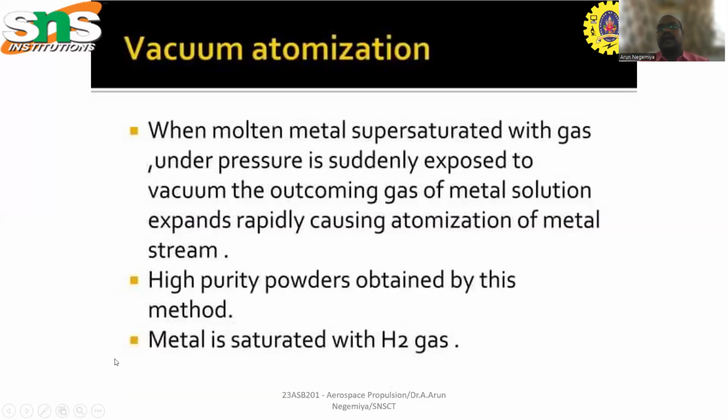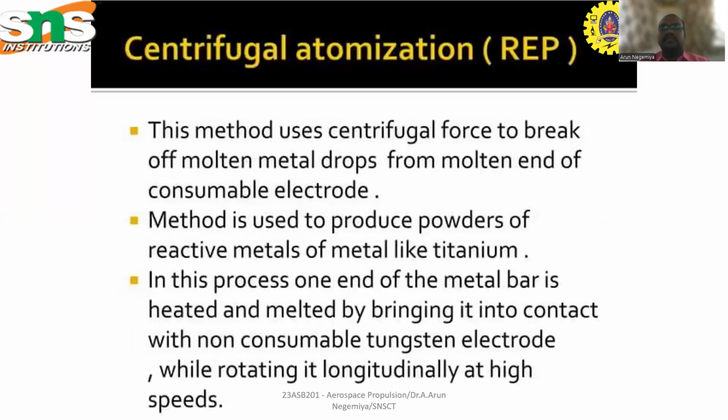Next one is the vacuum atomization process. In that case, the vacuum gas will be filled inside the tank or inside the chamber. Here the H2 gas can be used for this process. The H2 gas suddenly cools the molten metal. So finally, we will get the droplets.